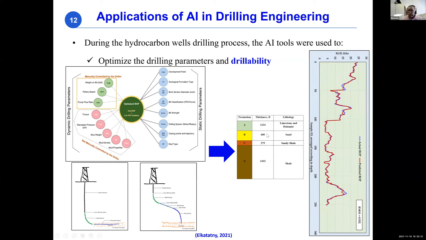For example, here we have a complex lithology. It's a combination of limestone, sandstone, and shale, where you have a high or average rate of penetration and a very low rate of penetration. So we were able to predict the rate of penetration using the drilling parameters. And here, our target is, based on the drilling parameters, to predict whatever parameter that we have. So this is an example of prediction of rate of penetration in a complex lithology field.